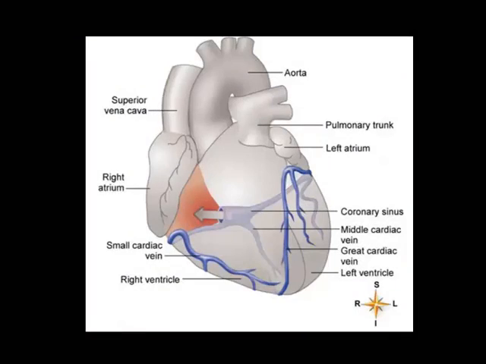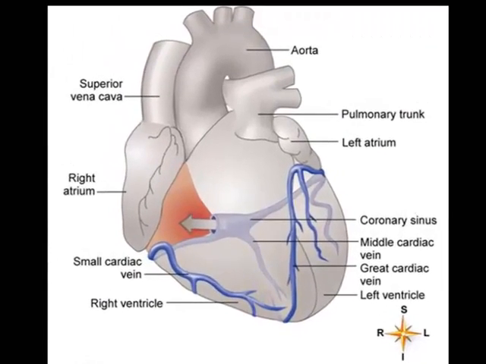Let's turn our discussion to the veins of the heart. Venous blood is returned to the heart by the following vessels. We have the coronary sinus. This is the main vein of the heart. It runs along the posterior coronary groove, and it terminates into the right atrium.